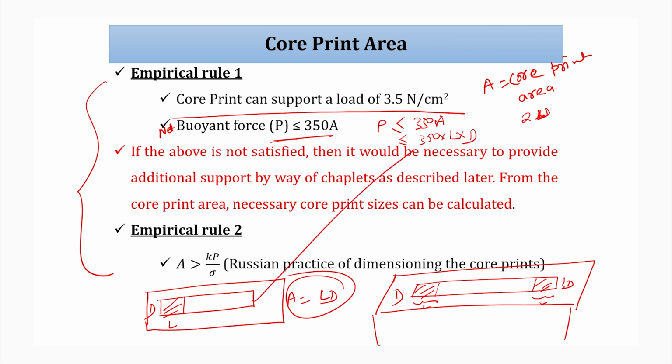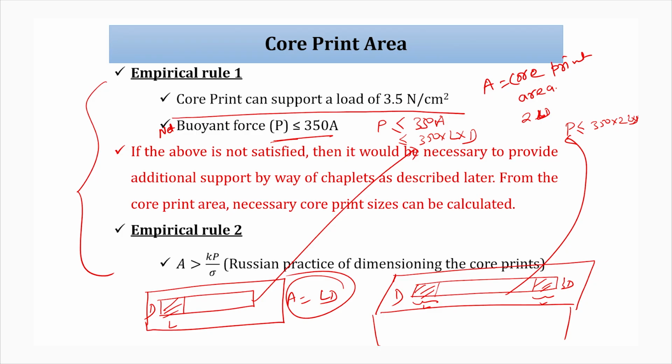If you are taking the other case, P is less than 350 into 2L into D. Based on that, you have to calculate your D. You already know L, so you can calculate and then design.